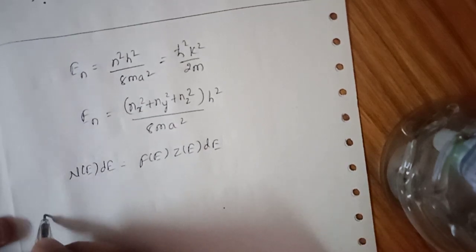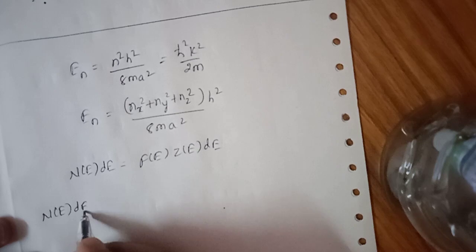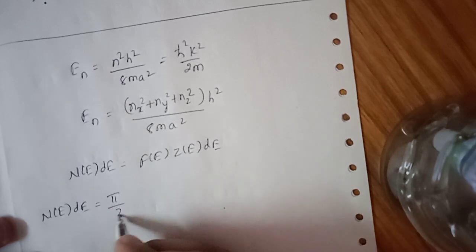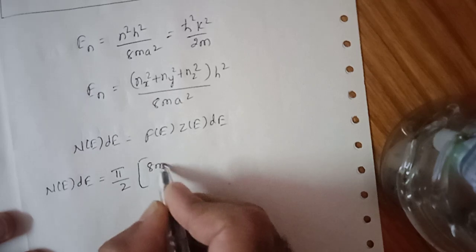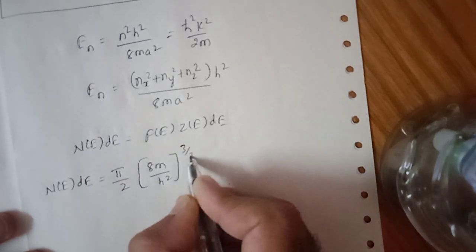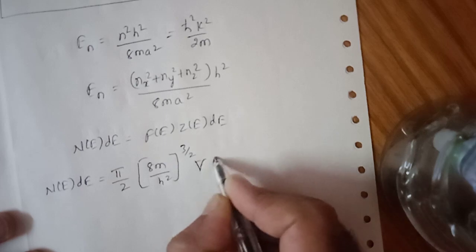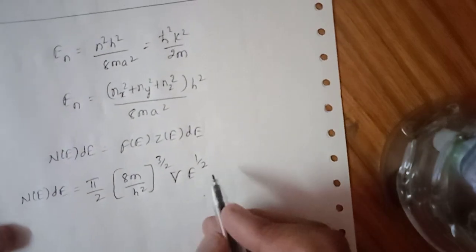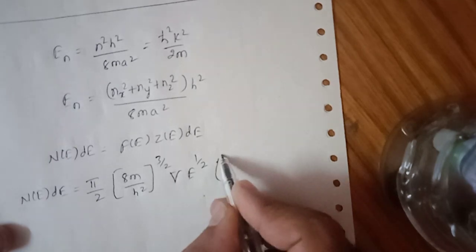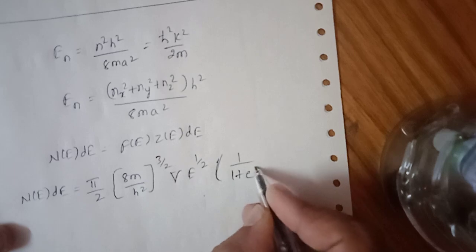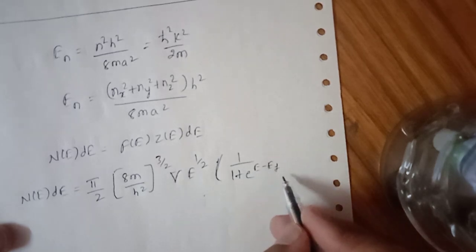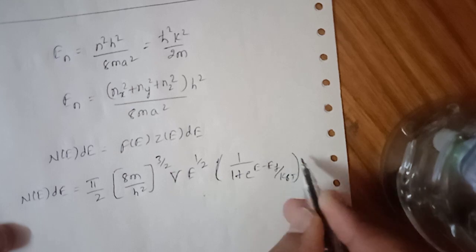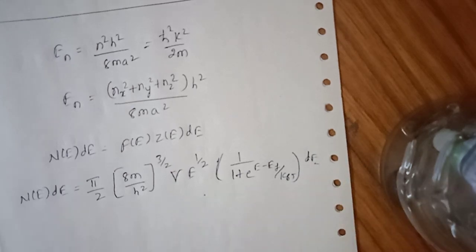So we obtained an expression N(E) dE, which is equal to pi by 2 into (8m divided by h squared) to the power 3 by 2, times the volume and E to the power of 1/2, and the Fermi factor 1 over 1 plus exponential of (E minus E_F) by k_B T, into dE. This expression is the product of both the Fermi factor and the density of available energy states.